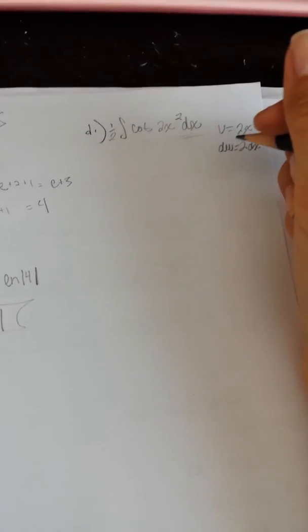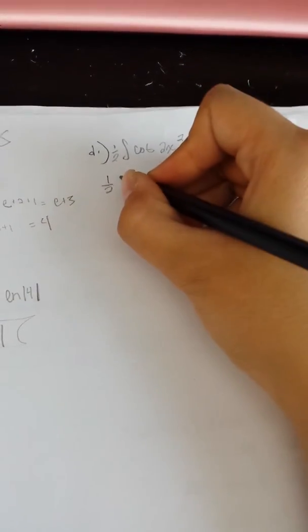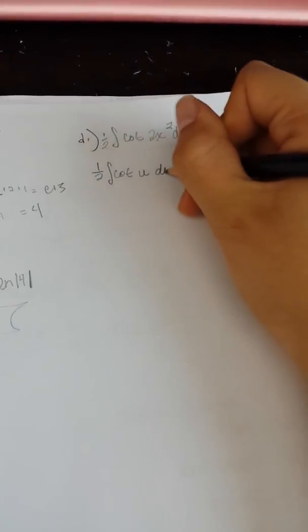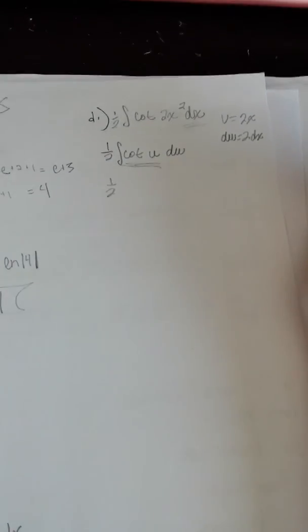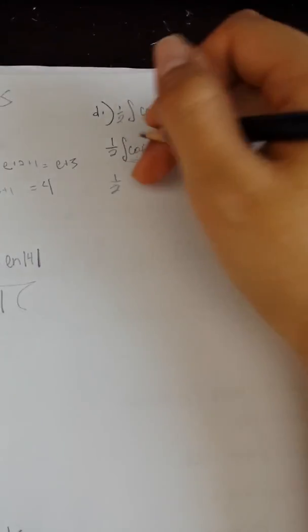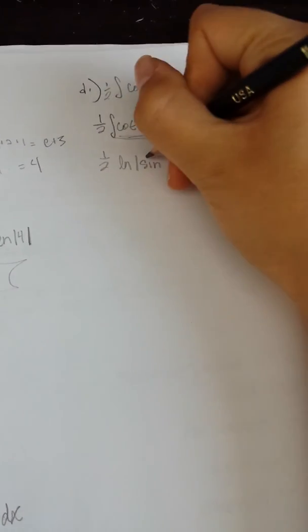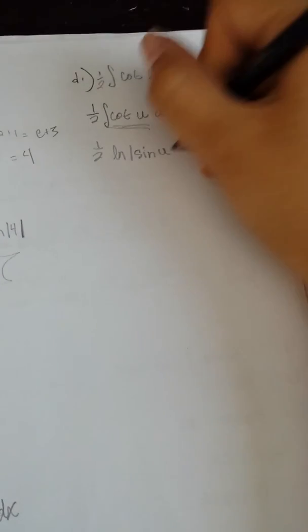Now, you can't just multiply 2 in without balancing it, so you have to multiply the entire equation by 1/2. So you get 1/2 cotangent of u du. Okay, so now this is actually an integration formula, which we were supposed to memorize. Once you integrate it, you get 1/2 ln, absolute value of sine u, plus c.